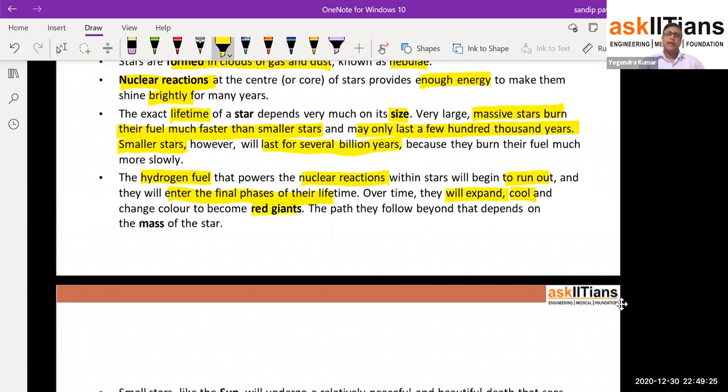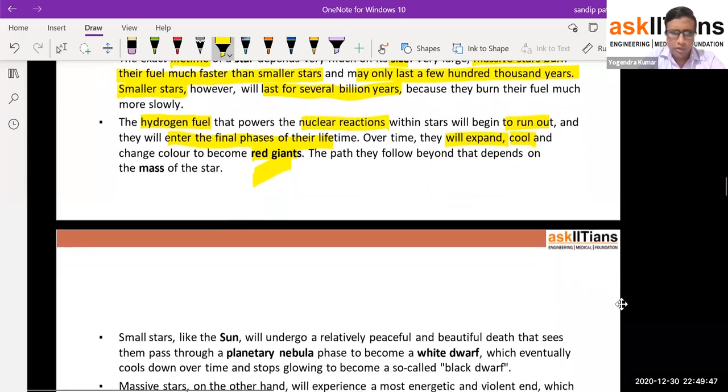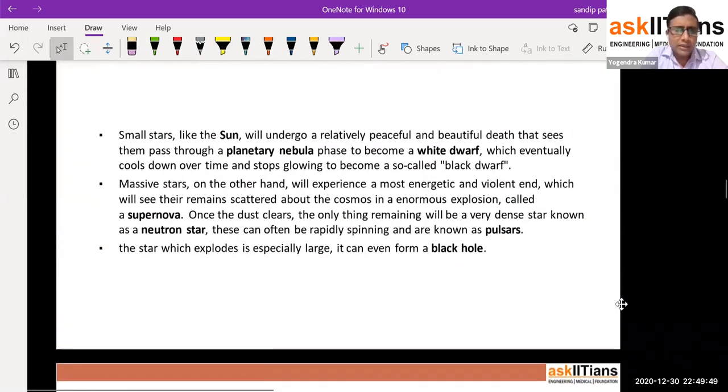So what is happening? Again, I will repeat, at the core hydrogen fuel is there. When it begins to run out, what happens? The star enters its final phase. In the final phase, what happens? It starts expanding, we know it is a very hot star. It starts to get cool and it becomes a red giant, right? Its color becomes red.